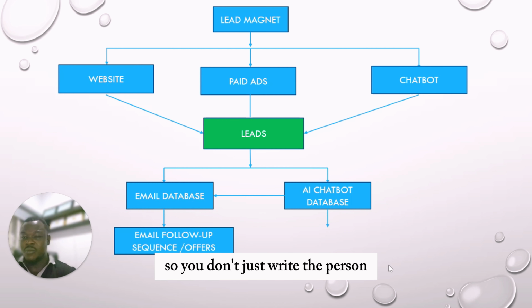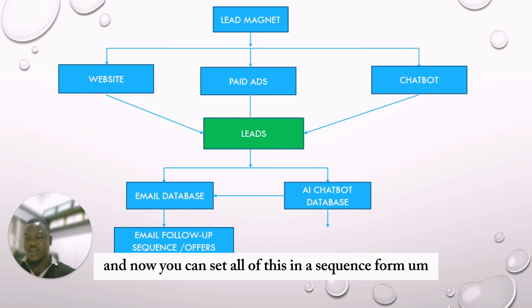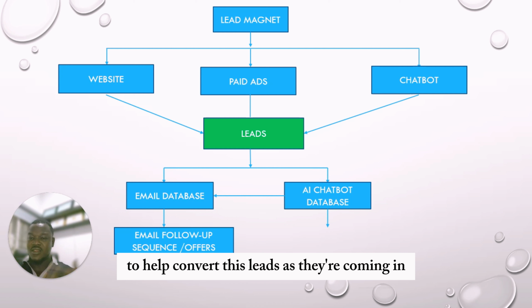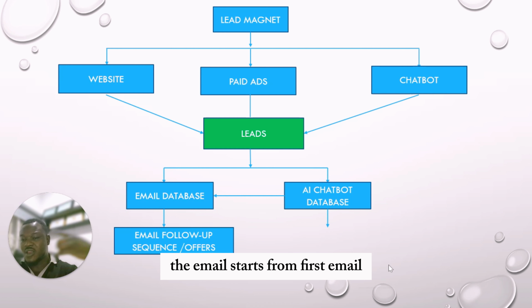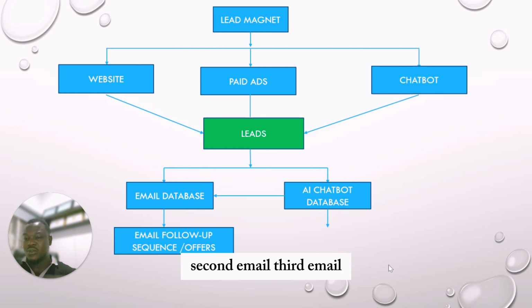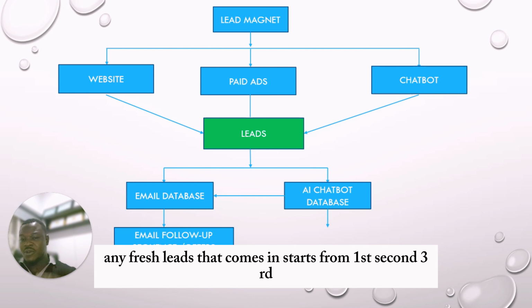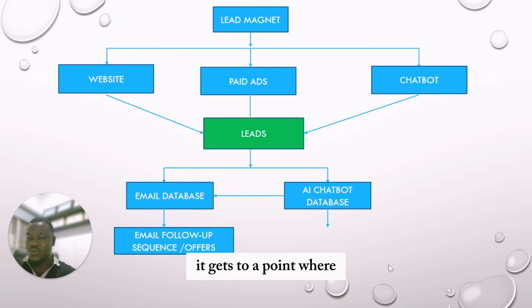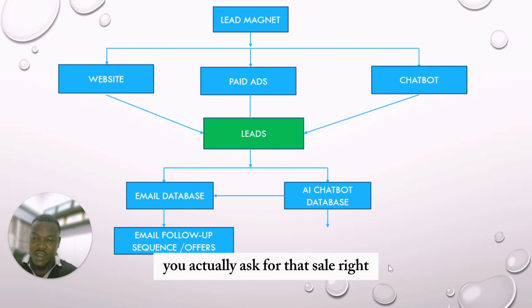So you don't just prompt the person and start asking for a sale. No, you need to build that credibility. Now you can set all of this in a sequence to help convert this lead. So as they're coming in, the email starts from first email, second email, third email. Any fresh leads coming in start from first, second, third, and that's how it goes till it gets to a point where you actually ask for that sale.